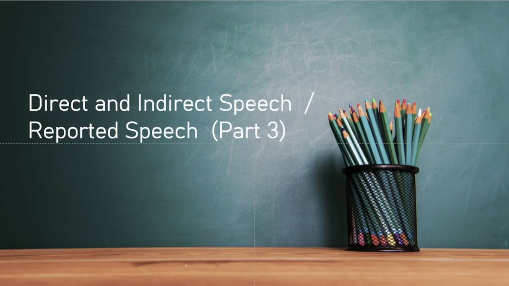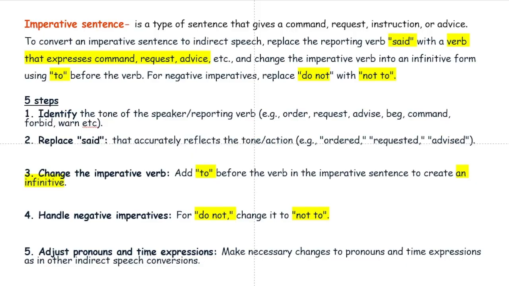So, let's get started. First, we need to understand what imperative sentences are. Imperative sentences are the type of sentences that give a command, request, instruction, or advice, right? The tone of the sentence tells us whether it's a command, request, instruction, or advice. Clear? When we want to convert an imperative sentence to indirect speech, we are supposed to replace the reporting verb. Do you remember the reporting verb? Said. Yes. We are supposed to change that reporting verb to command, request, or advice.